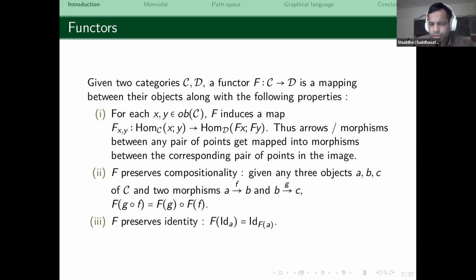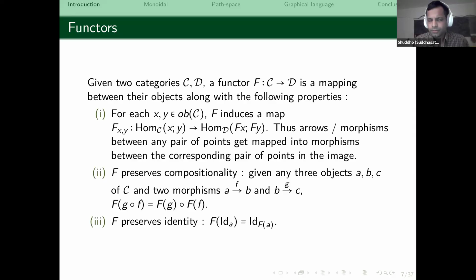One more basic notion to learn is the idea of a functor. A functor, very simply put, is a function that preserves structure. So here, of course, structure means categorical structure, which means a functor between two categories is a function or a mapping that maps objects to objects and which maps arrows between two objects to another arrow between the corresponding pair of objects. And of course, it should preserve identity and compositionality.